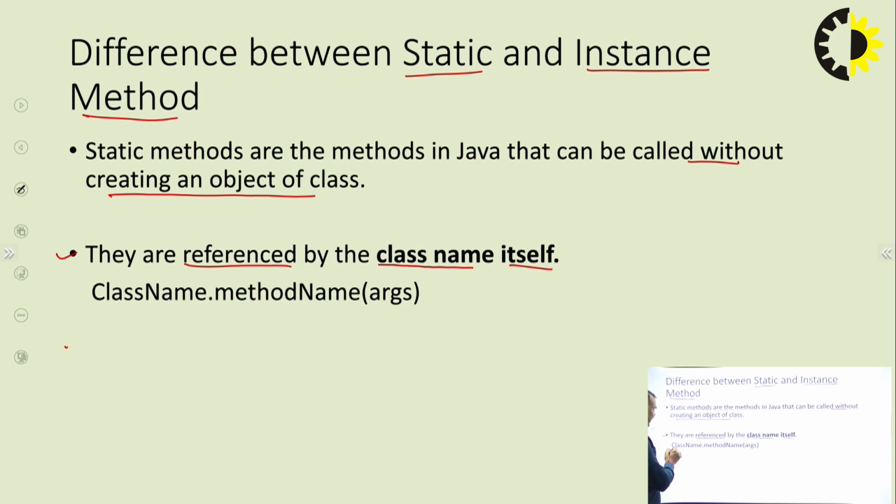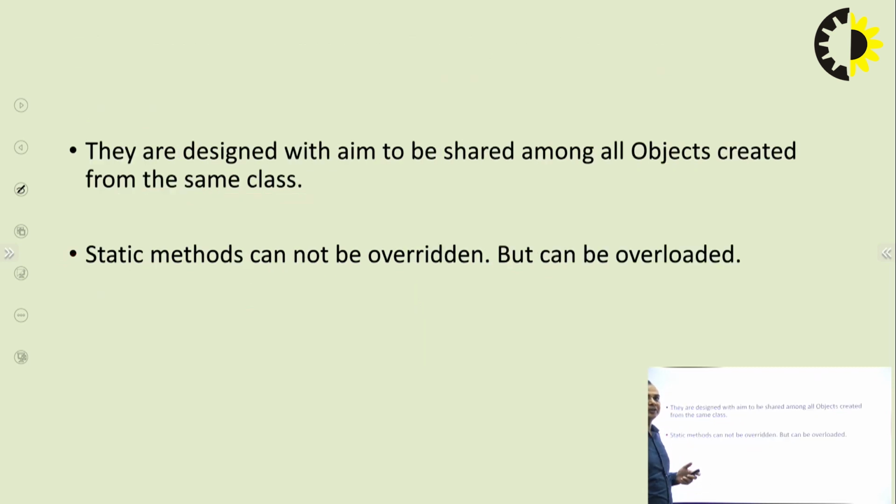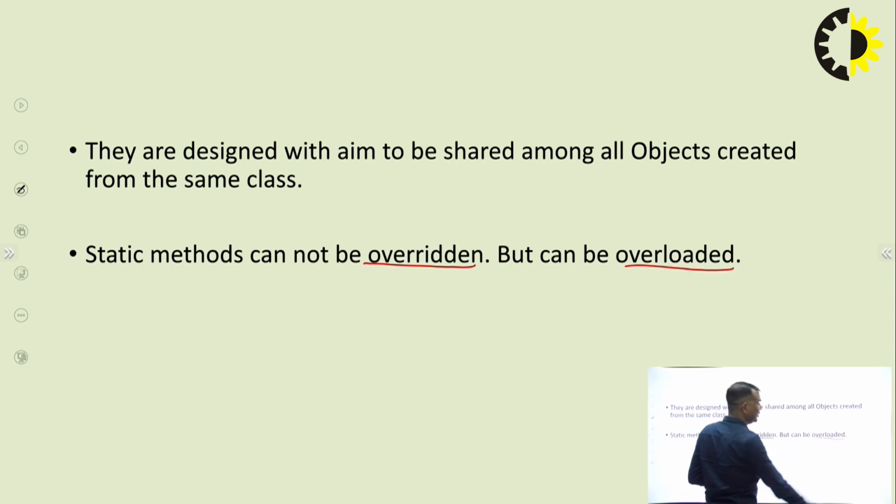To call it, we write the class name dot method name, and in brackets come its arguments. These are designed to be shared among all the objects created for the same class. So static methods cannot be overridden, but these methods can be overloaded.